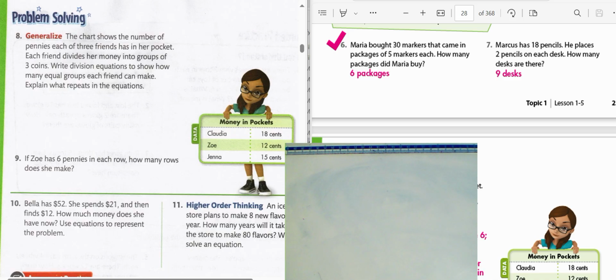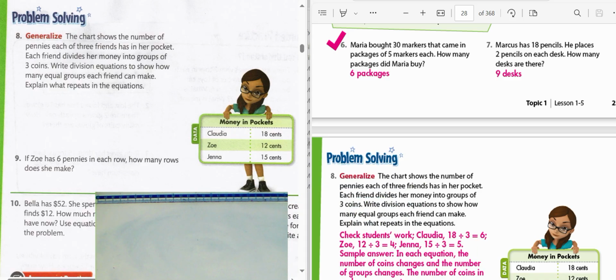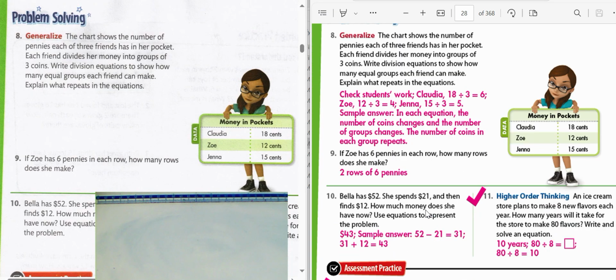We have the number 3, and we want to divide it among 3 friends, each in her pocket. Each friend divides her money into groups of 3 coins. Write a division equation. We can write the equation about this. 18 divided by 3 equals 6, and 12 divided by 3 equals 4, and 15 divided by 3 equals 5. In the work, you can write the answer here, okay?